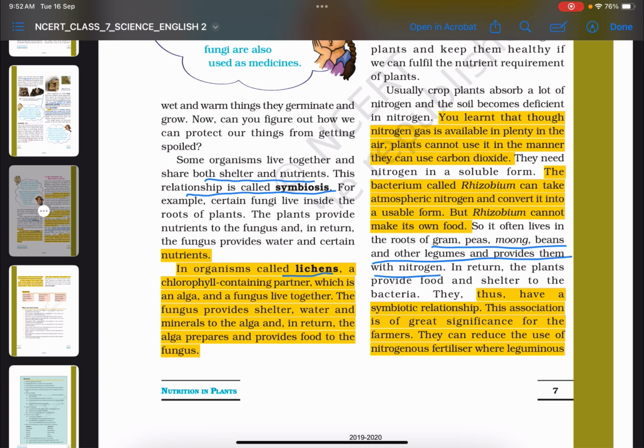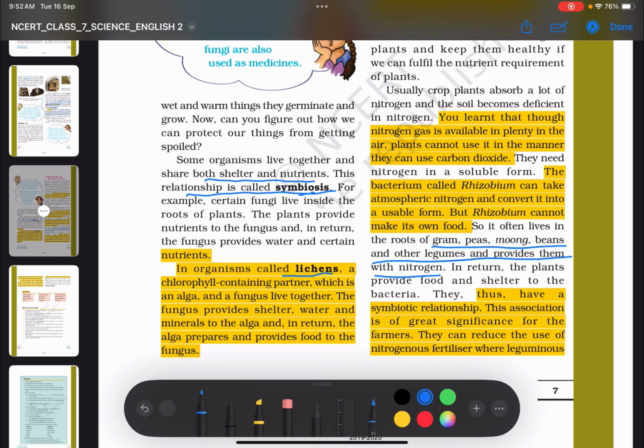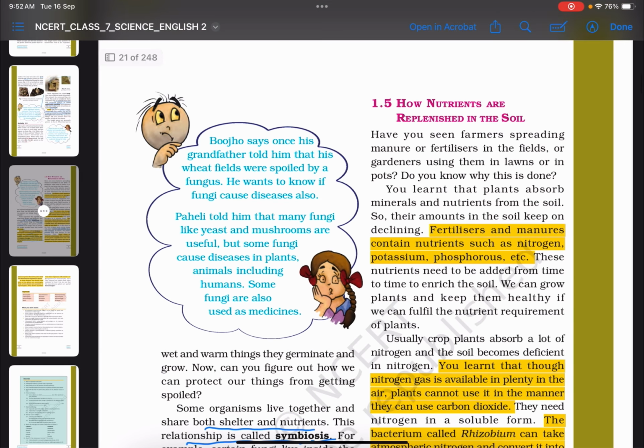Some organisms live together and share both shelter and nutrients. This relationship is called symbiosis. For example, certain fungi live inside the roots of plants. The plants provide nutrients to the fungus and in return the fungus provides water and certain nutrients. In organisms called lichens, a chlorophyll containing partner, which is an alga, and a fungus live together. The fungus provides shelter, water and minerals to the alga, and in return the alga prepares and provides food to the fungus.